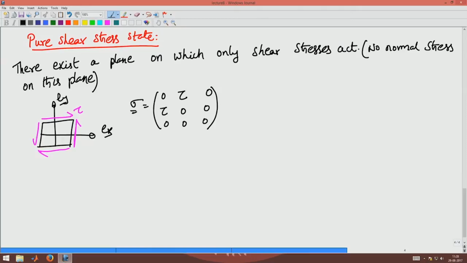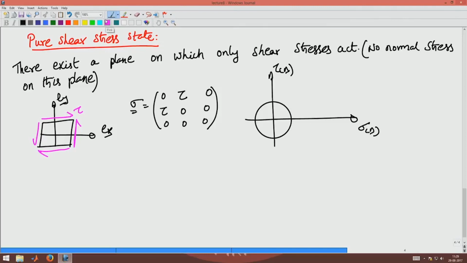So, the sigma will be written in this form, and the corresponding Mohr circle, with sigma n and tau n axes, would be the following. The circle will be the following. Now, what are these points? 0 and 0, tau and tau, right.